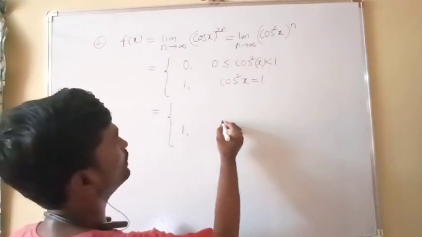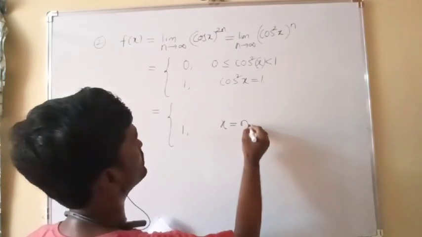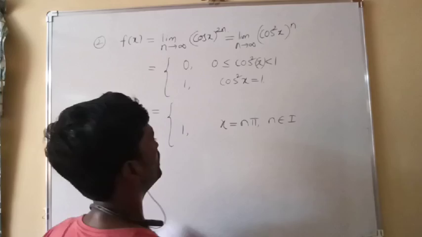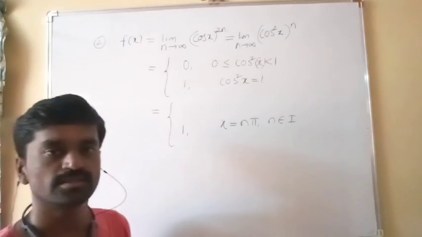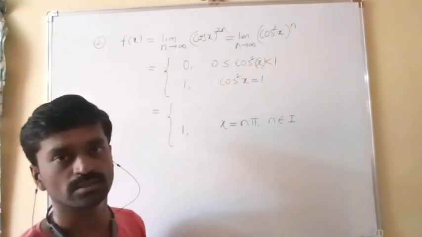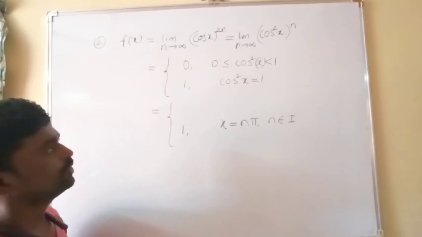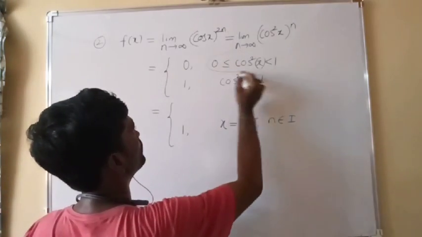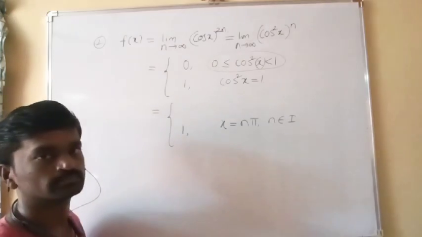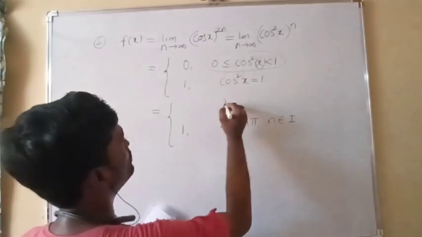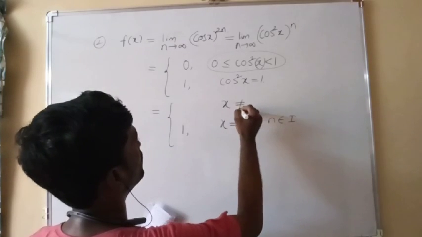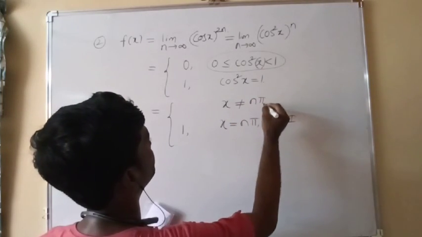So that means cos square x value is 1. It is possible when x is equal to n pi, where n belongs to Z, that is, n is some integer. Then obviously in this case cos square x value is other than 1 only, no? So other than 1 means here in this case x should not equal n pi.